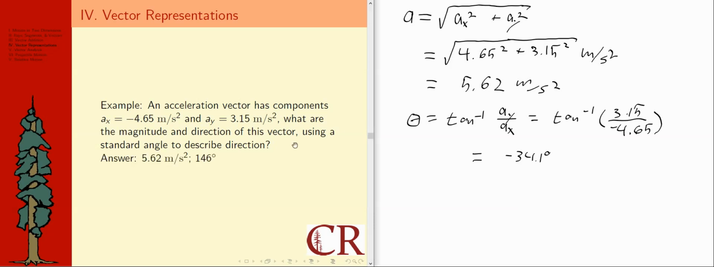It looks like we were good on the first one, but on the second one, something went wrong. What went wrong is I forgot to draw a picture of this, which may have helped me avoid that, because it turns out this angle is correct if the y component had a value of negative 3.15 meters per second squared and the x component were a positive 4.65 meters per second squared. But instead I've got the opposite: the x is negative and the y is positive.